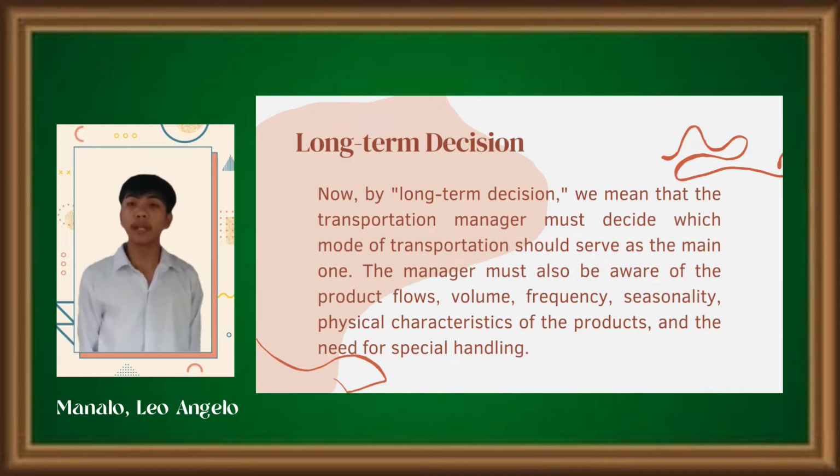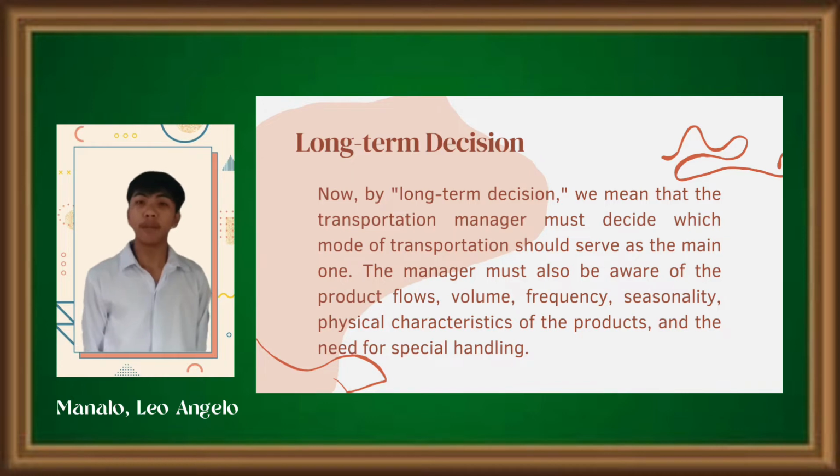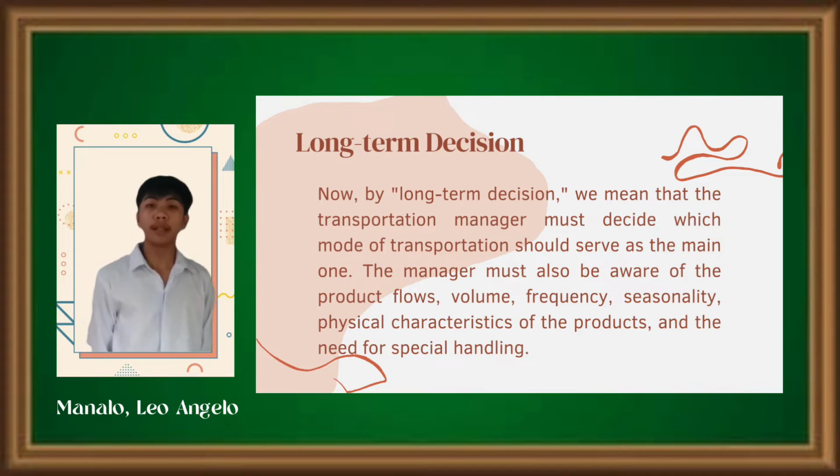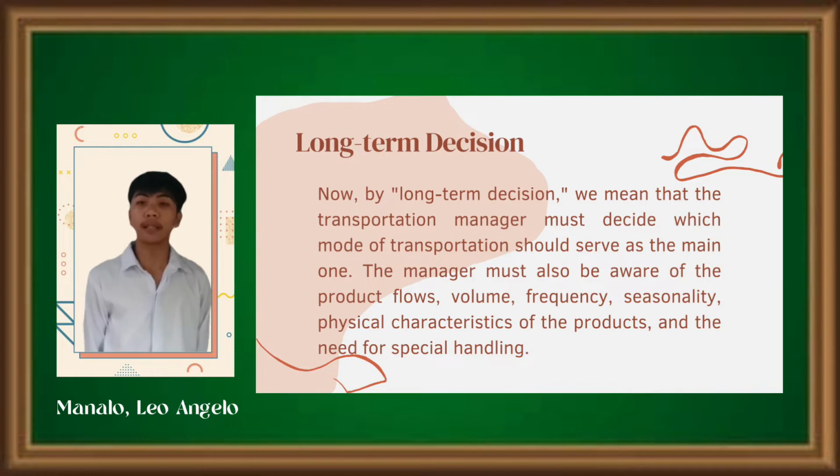Now, when we say long-term decision, we mean that the transportation manager has to select what should be the primary mode of transportation. The manager has to understand the product flows, volume, frequency, seasonality, physical features of products, and special handling necessities. In addition to this, the manager has to make decisions as to the extent of outsourcing to be done for each and every product.